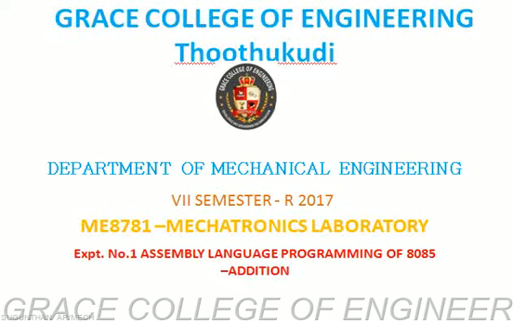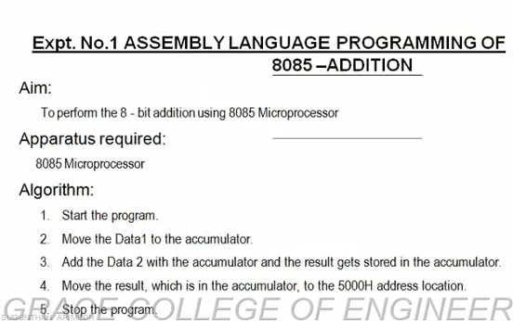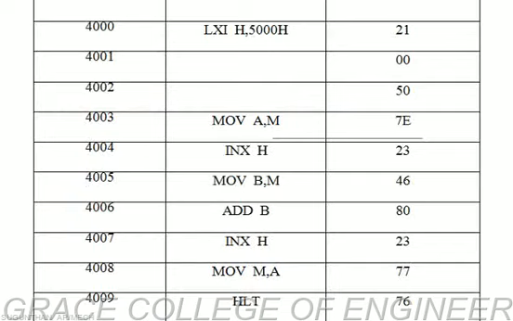Experiment number 1, assembly language programming of 8085 addition. Assembly language is using the 8085 microprocessor. Here, to perform the 8-bit addition using the 8085 microprocessor, this is the program.